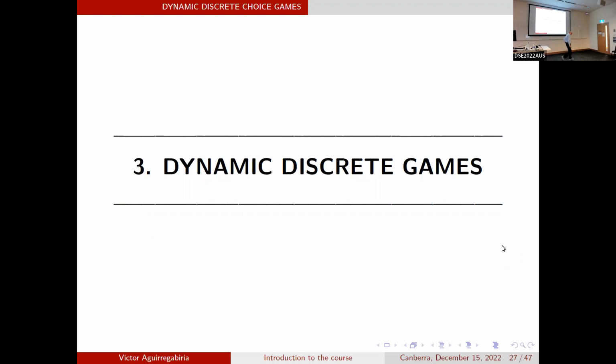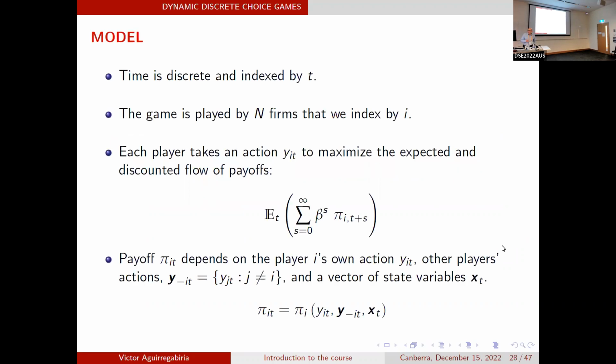Okay, let's continue now with the application of the MPL method to dynamic discrete choice games. In a second paper with Pedro Mira, we propose the extension of these ideas to the case of dynamic discrete choice games with incomplete information.